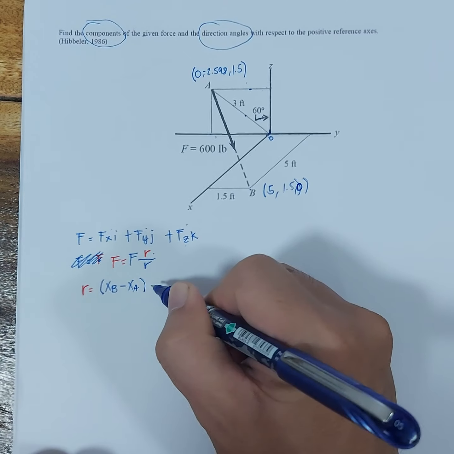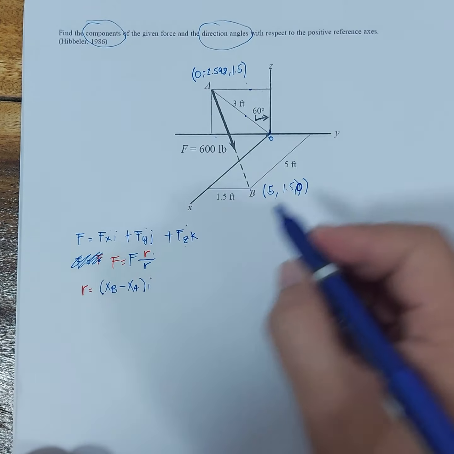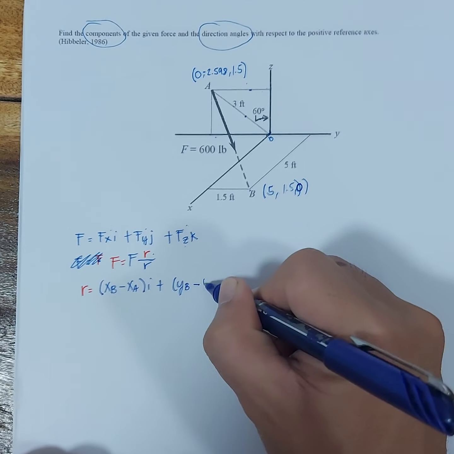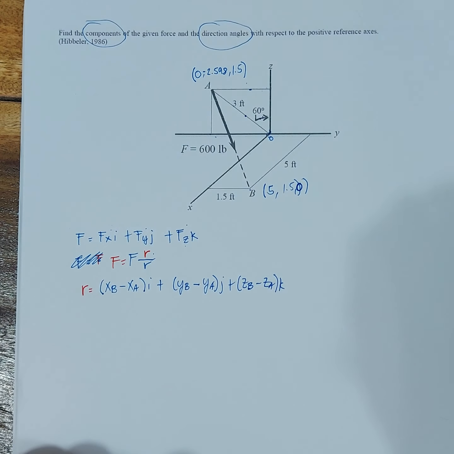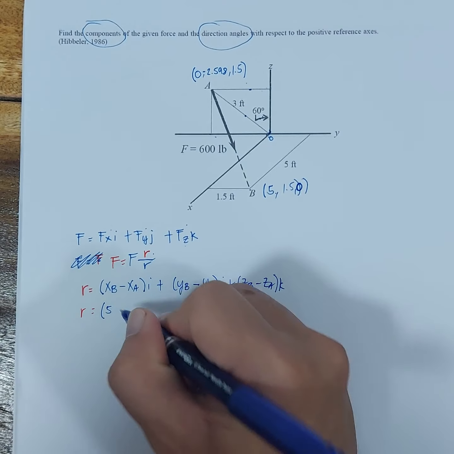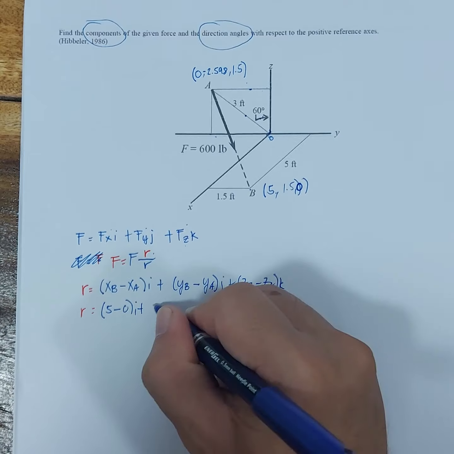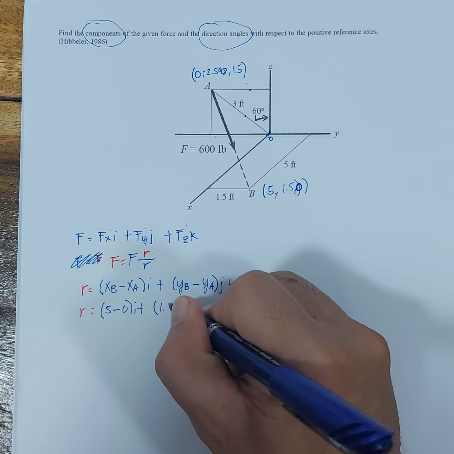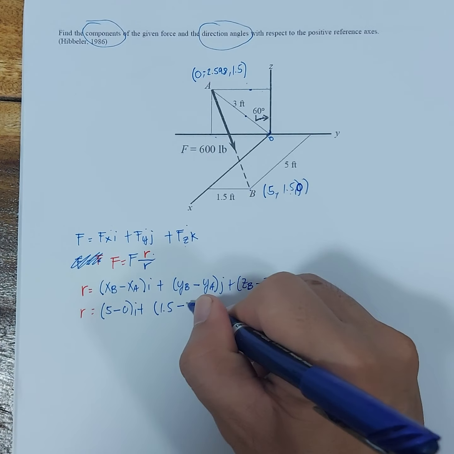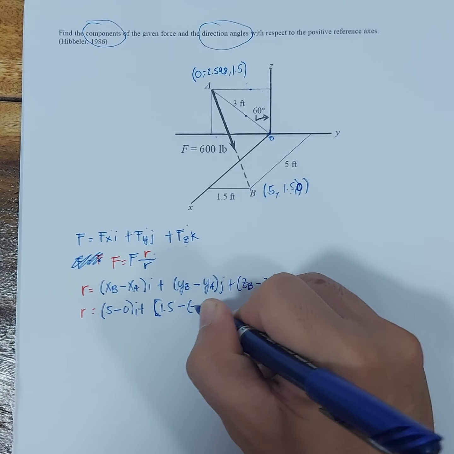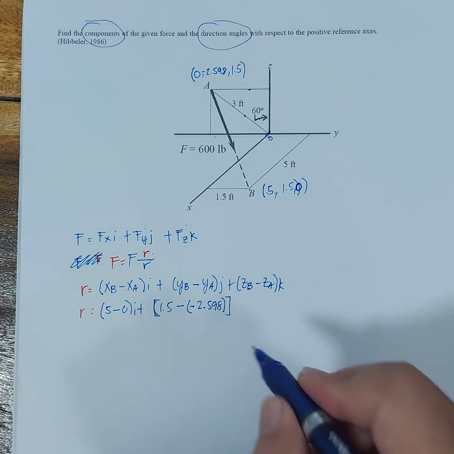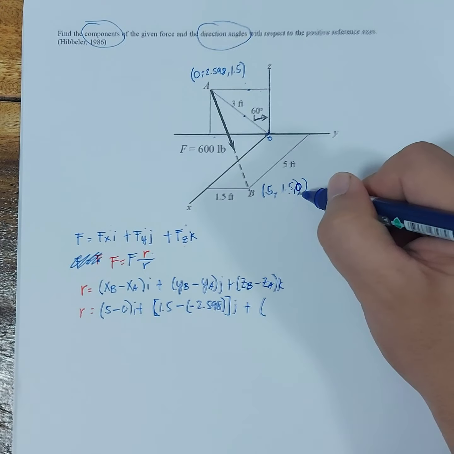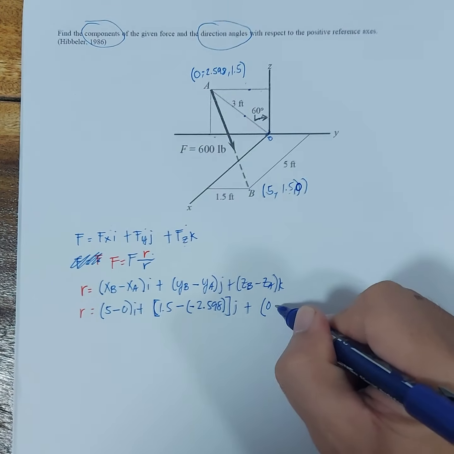Minus xa i, don't forget our direction, plus yb minus ya j, plus zb minus za k. Alright. So that's equivalent to xb is 5 minus 0 i, plus yb is 1.5 minus negative 2.598, let's put it in brackets, j, plus z, which here is 0, the z coordinate for point B, so 0 minus 1.5.